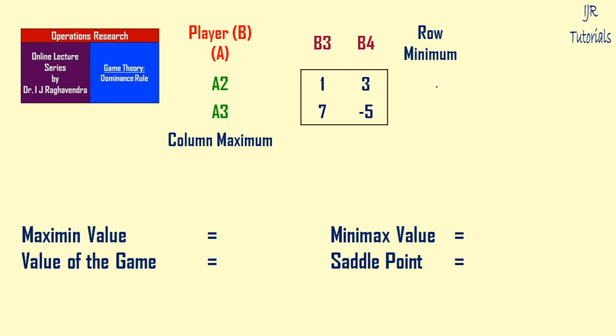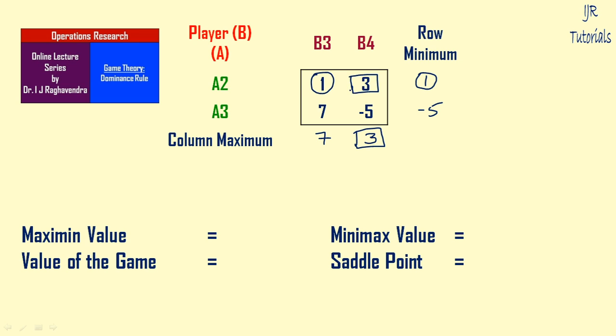Once we get this matrix, let us check with row minimum and column maximum, that is, whether this problem has a saddle point or not. In the row minimum, the minimum number of A2 is 1 and the minimum number of A3 is -5, and in the column maximum, the maximum is 7 and here it is 3. Under row minimum, out of the minimum values we need to find the maximum value. That is 1 is the maximum. Out of the maximum values we need to find the minimum value. 3 is the minimum.